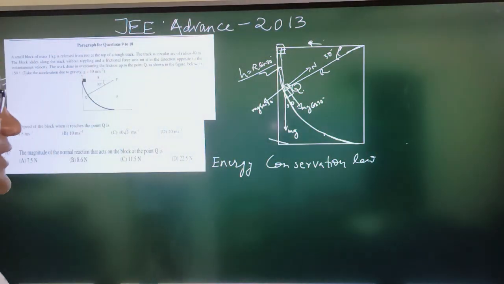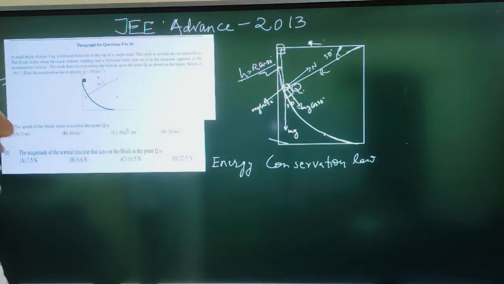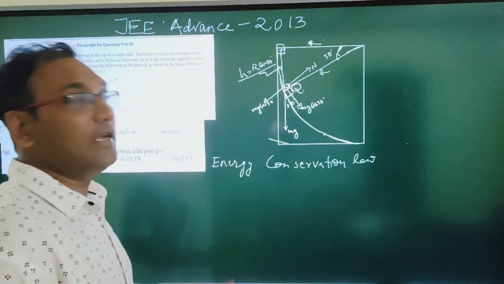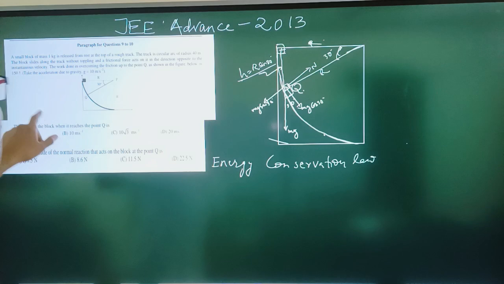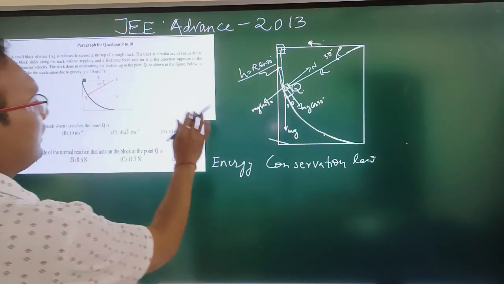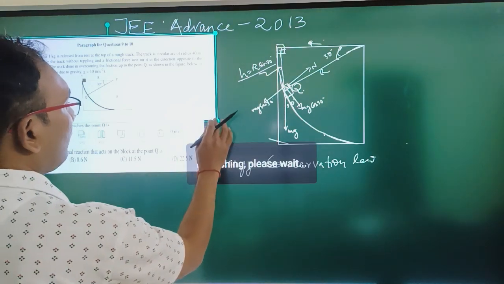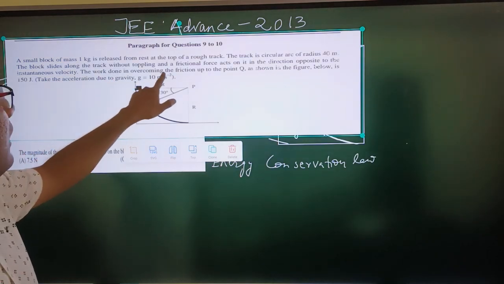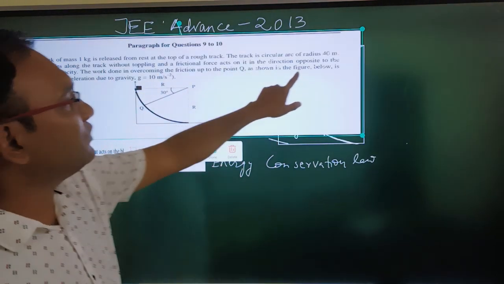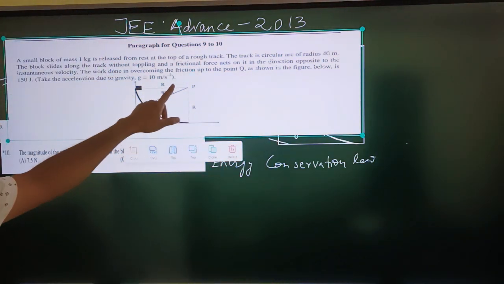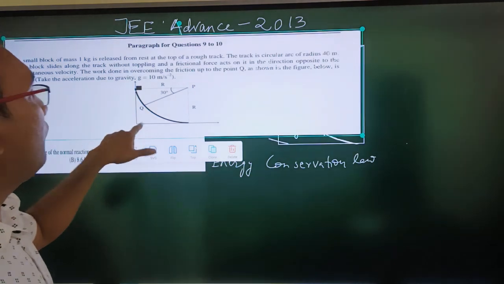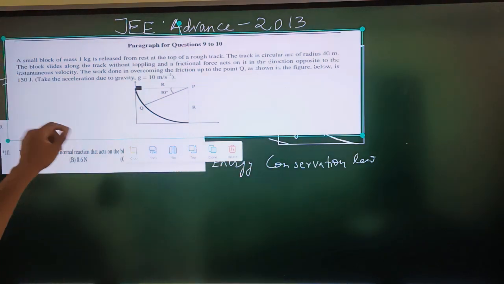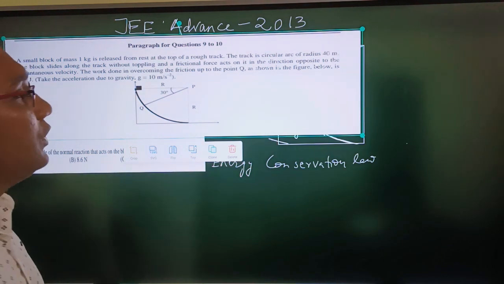The energy conservation law says that any loss in potential energy will be equal to the gain in kinetic energy if there is only conservative force. But the question says there is work done in overcoming the friction up to the point Q, as shown in the figure below, which is 150 joule. So a non-conservative force, that is frictional force, is involved here, and to overcome it, 150 joule is utilized.